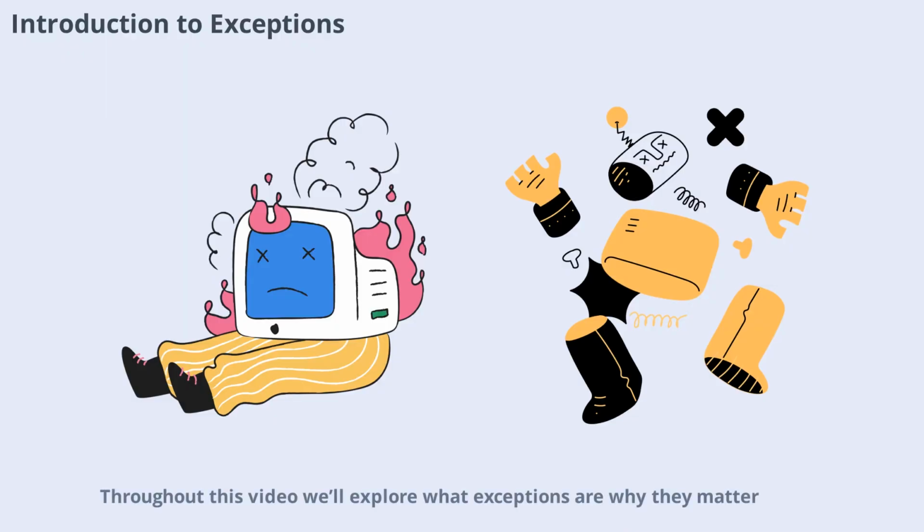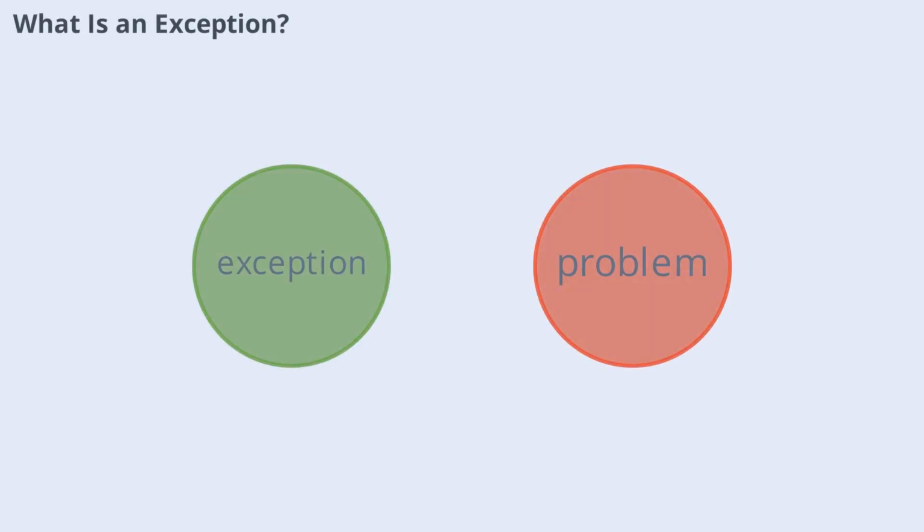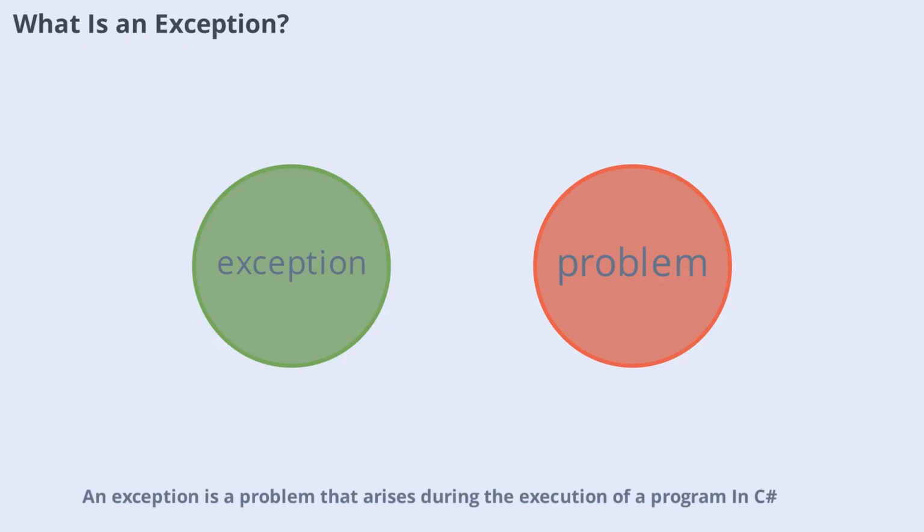Throughout this video, we'll explore what exceptions are, why they matter, and how you can use C's powerful tools to manage them effectively. Let's start by understanding the basics of what an exception really is. An exception is a problem that arises during the execution of a program. In C, exceptions are responses to exceptional circumstances, such as dividing by zero or referencing a null object.